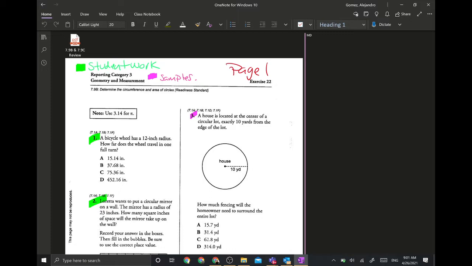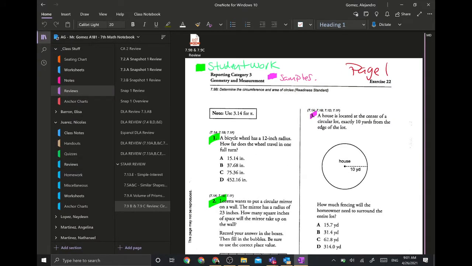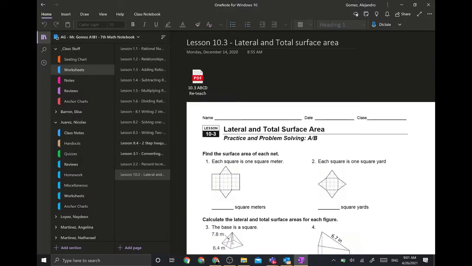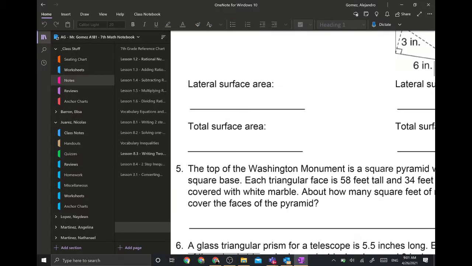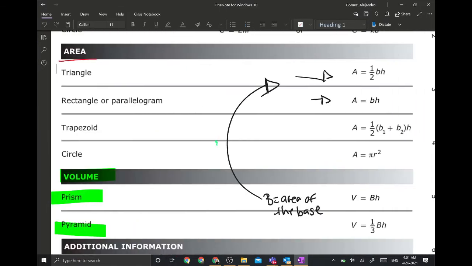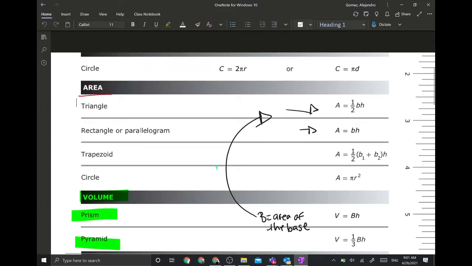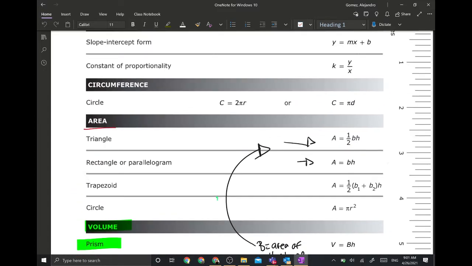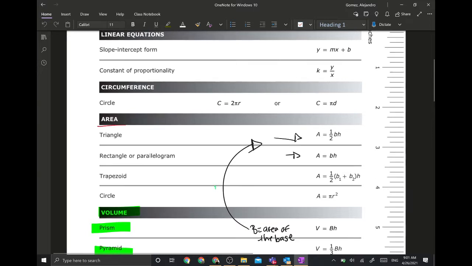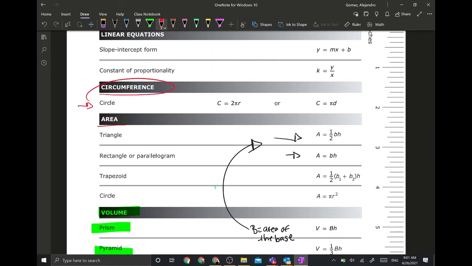And to go over the formulas, let me go ahead and show you that everybody has access to, and this is the one that they're going to give you whenever you take a test. So, the reference chart for 7th grade, and this is the one right here. And we're going to be looking at circles, okay? So we have different formulas for circles. We have circles right here, but this is circumference, and then we have circles right here, but this is under area. So we have different formulas.